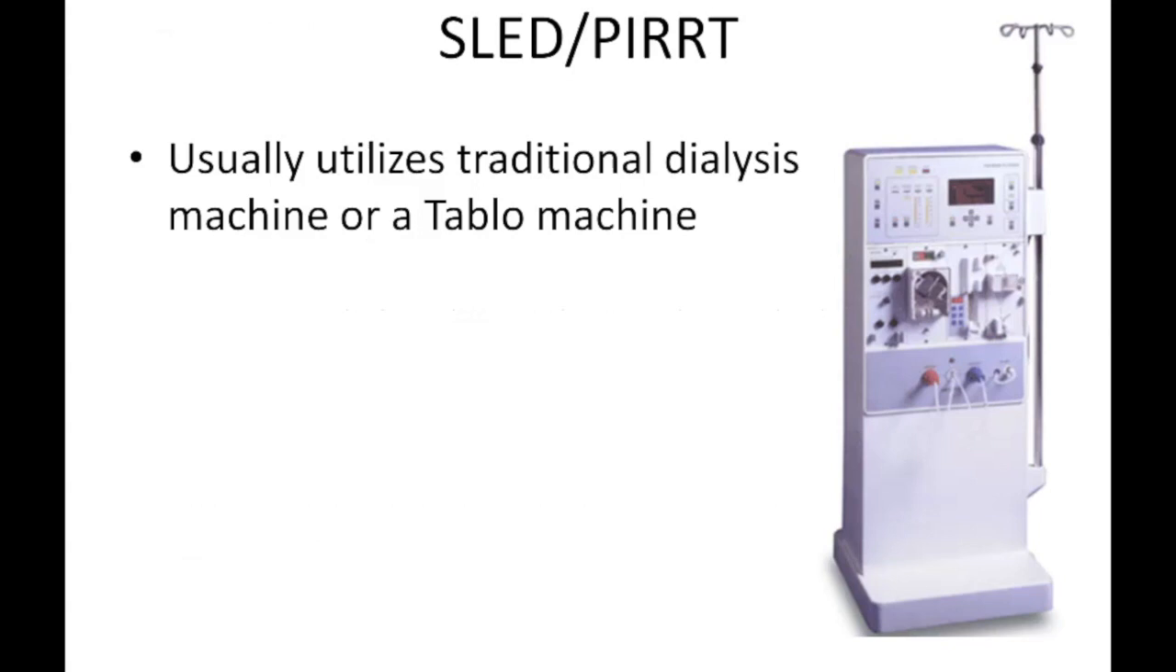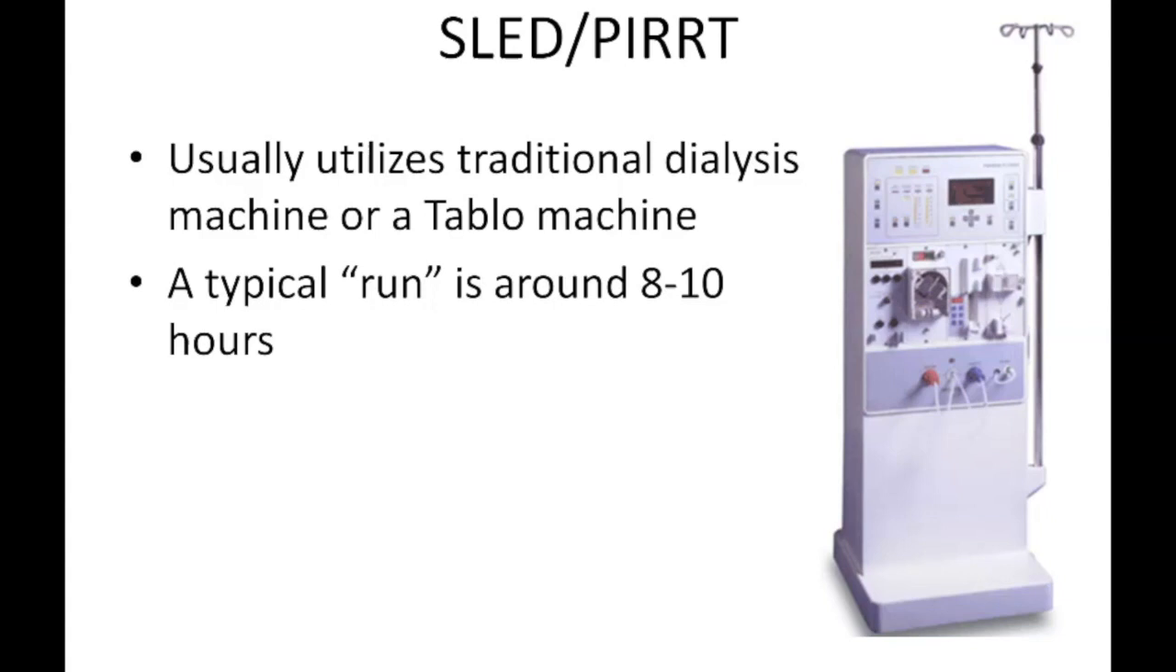So let's talk about that hybrid therapy, SLED/PIRRT. It typically uses a traditional dialysis machine. This is a little bit of an older picture, different than what we use, but all the elements are here. Blood pump here, dialysate lines, a cartridge would be set up here. But this is a fairly typical machine that you would see. Tablo machines are a little bit different, but they also will be employed if we need them in the inpatient setting as SLED/PIRRT machines. The typical run can be anywhere from 8 to 10 hours, and truthfully, you could expand that to 6 to 12 hours.